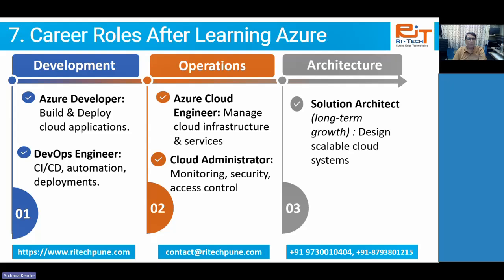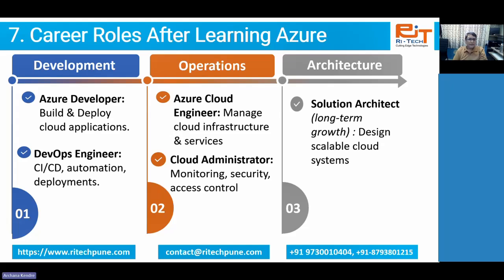But as a .NET developer, I'll recommend you upgrade from .NET developer to Azure developer, and then DevOps engineer. And then you can go to solution architect if you want to. For solution architect, I think companies need 10 to 15 years, or 18 or 20 years of experience. So if you go through this particular pipeline, long-term growth will be available.